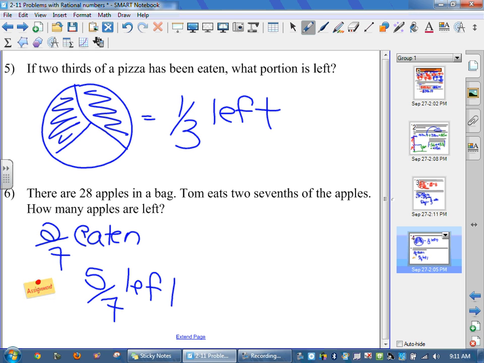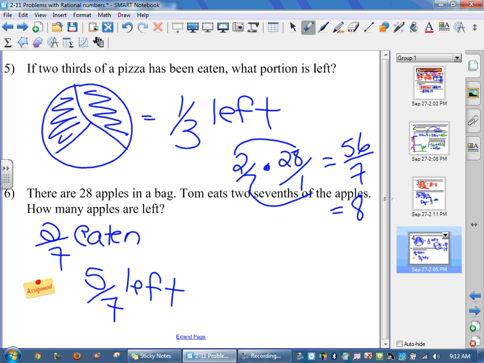You can find out what 2/7 of 28 is, and then subtract from your total of 28. Or you can just take 5/7 of 28. That's how much are left, period. So, if I take 2 over 7 of 28 over 1, I multiply tops, multiply bottoms, I'm going to get 56 over 7, which is 8. That means 8 apples were eaten. So if 8 apples were eaten, how many are left out of 28? 20. So that means 20 apples are left.